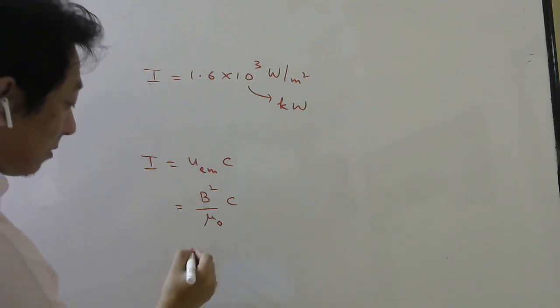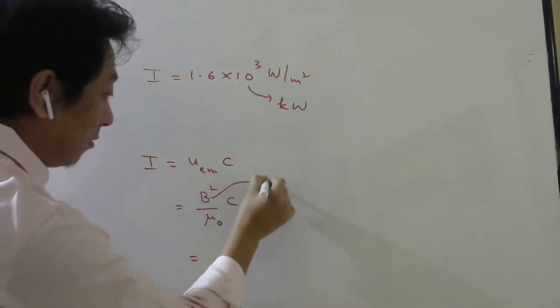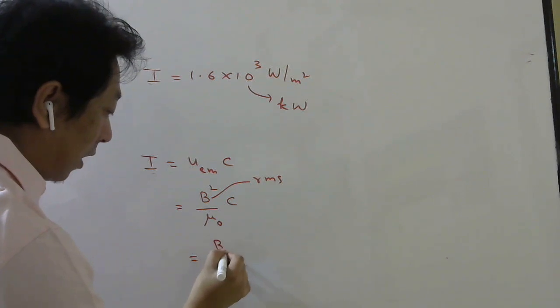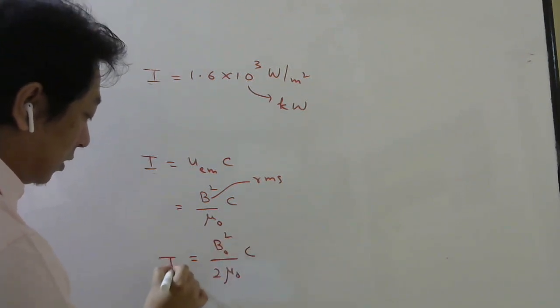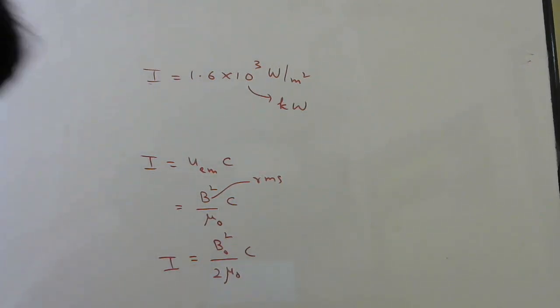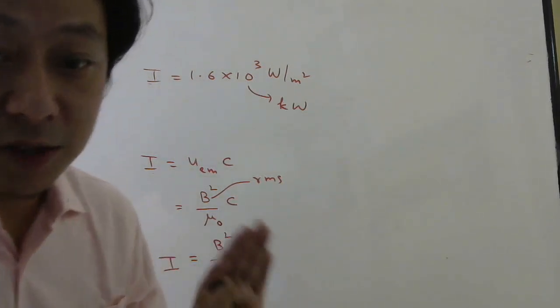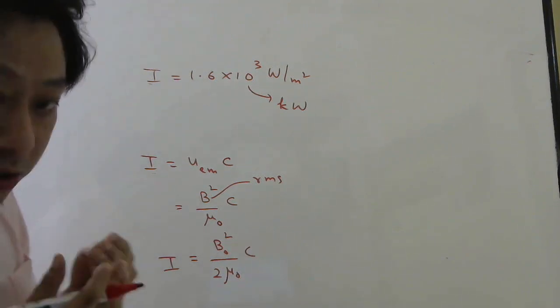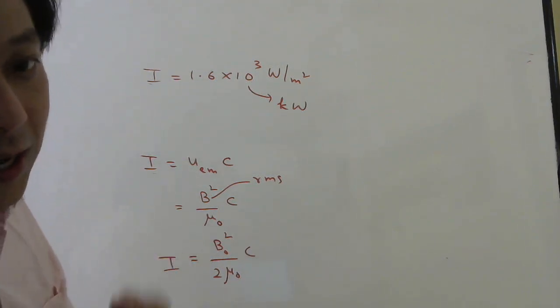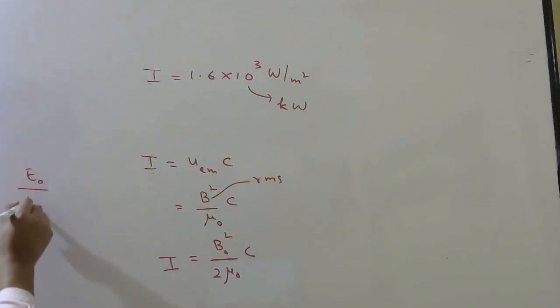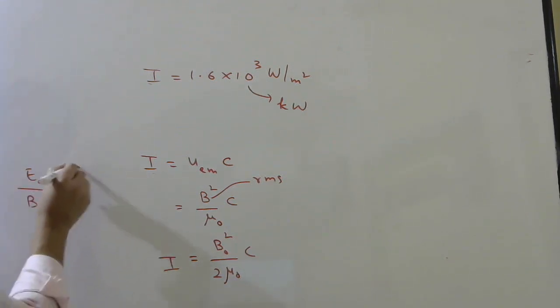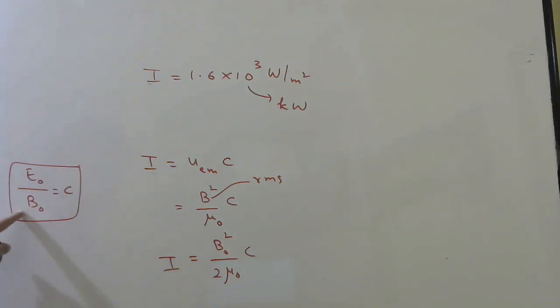Now they want maximum value. So this is RMS value right now. So it will be B naught square by 2 mu naught C. This is also something we should be able to do, write in terms of magnetic field also. Or students, if you are used to finding electric field only, find electric field, then use the formula which I have given you before to find magnetic field.